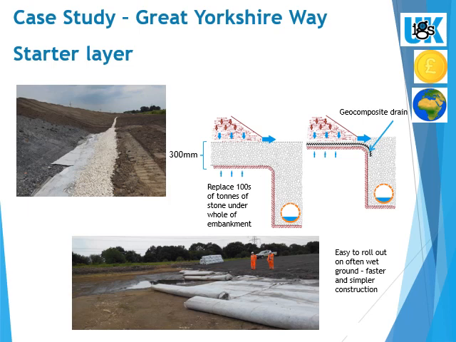The contractor put forward an alternative geocomposite drain which could be hand carried onto the site and rolled out. As you can see from the diagram, it also saved 300 millimeters of extra excavation down into the waterlogged site.